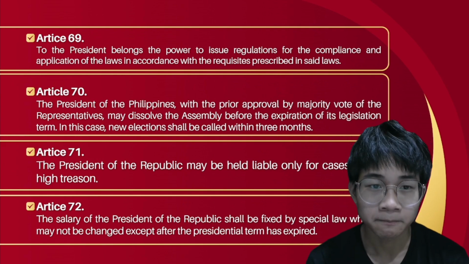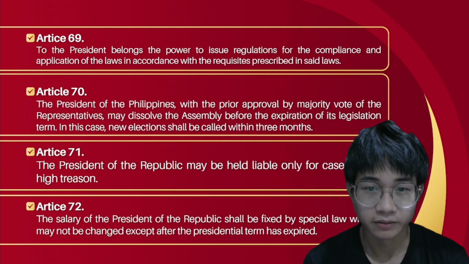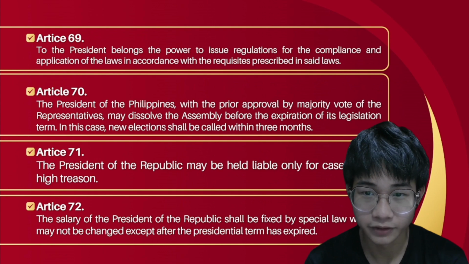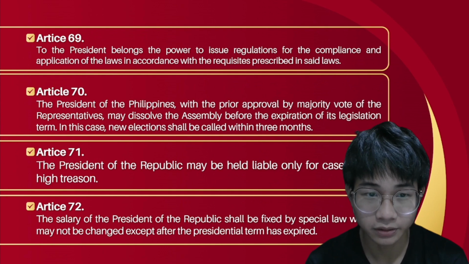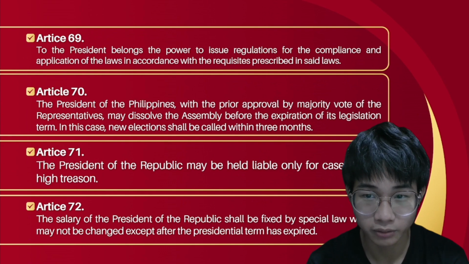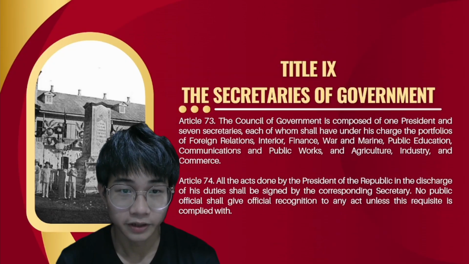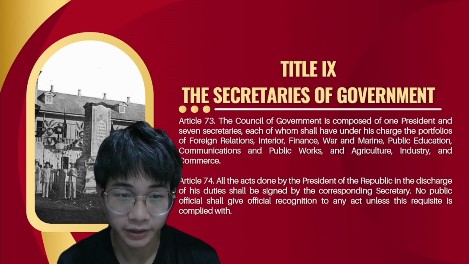Article 72. It ensures that the President's salary remains stable and unaffected by the political pressures or changes during their time in office. It aims to maintain financial consistency and avoid potential conflicts of interest or manipulation related to presidential compensation. Title 9. The Secretaries of Government.